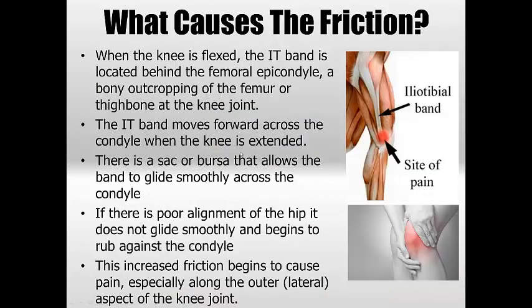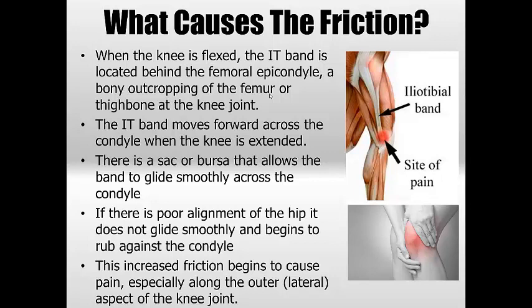All right, so what causes the friction? Well, when the knee flexes, the IT band is located very close to a little bony outcropping on the outside of the femur, which is basically your thigh bone. When you move into knee flexion and extension, the IT band slides forward and backward across this little bony outcropping called a condyle. And amongst that, there's a little sac, or bursa, that allows it to glide really smoothly.